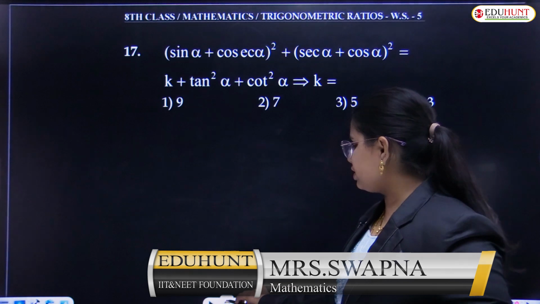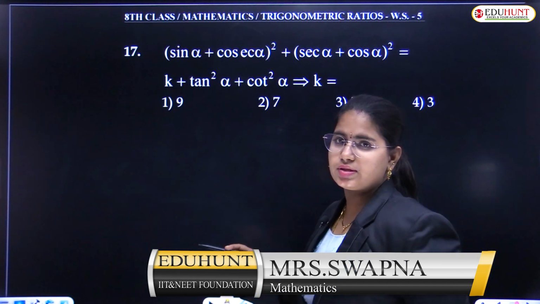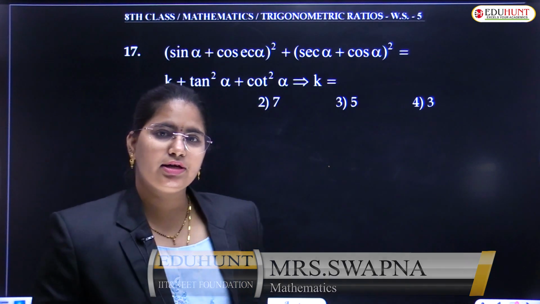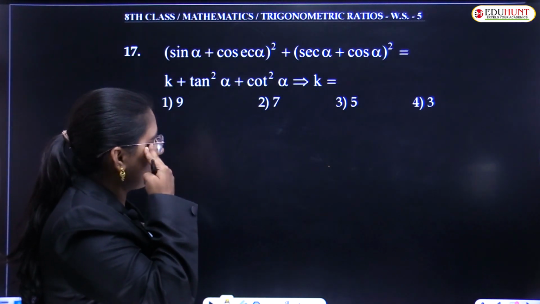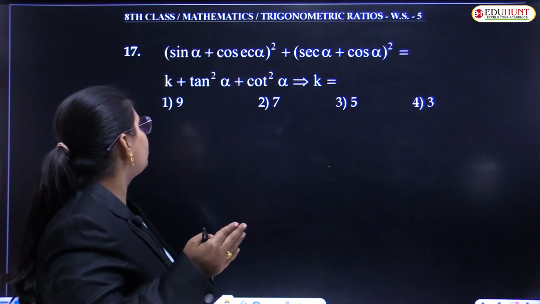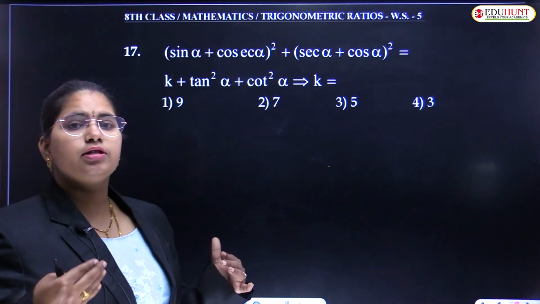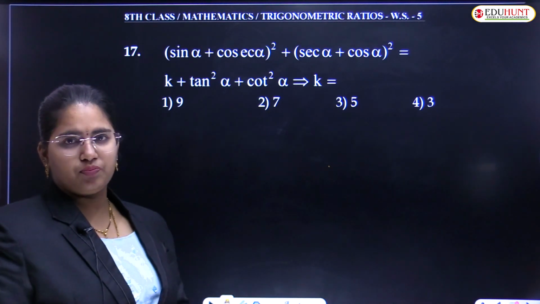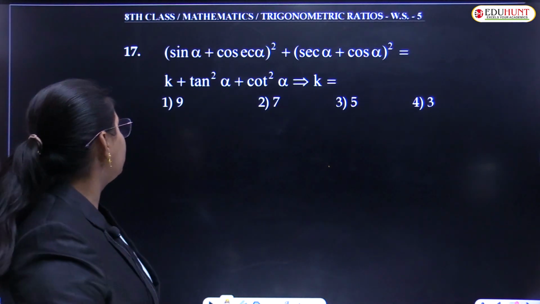So what is my next question? Tell me. My next question is (sin alpha plus cosecant alpha) whole square plus (secant alpha plus cos alpha) whole square is equal to k plus tan square alpha plus cot square alpha. Then you need to find the value of k. So let's begin the problem.